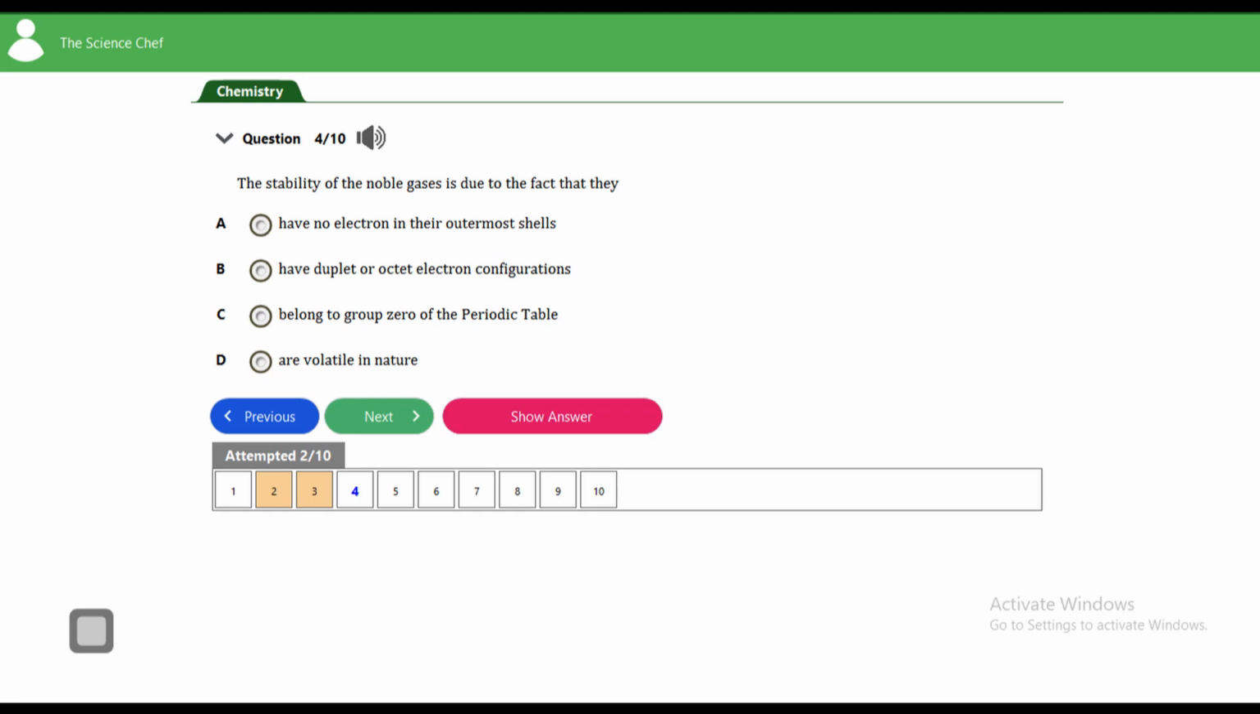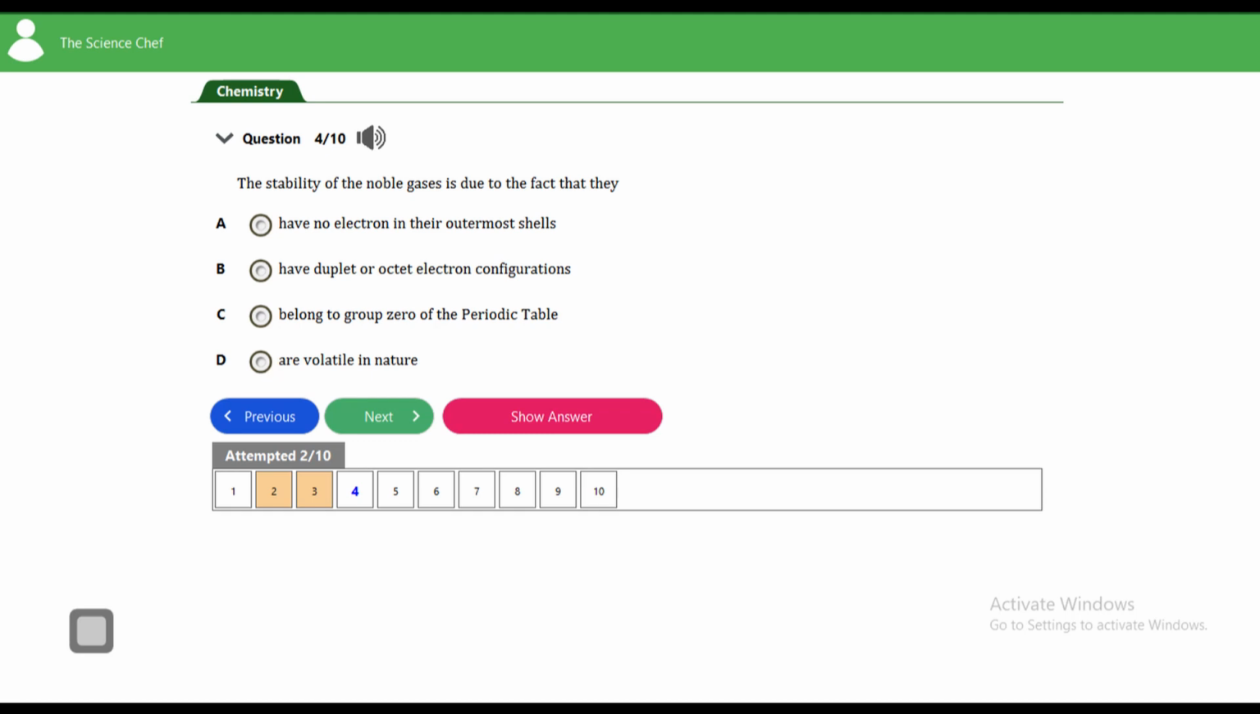the noble gases have completely filled outermost shells, right? And because they have completely filled outermost shells, they exhibit the duplet, that's helium, and the octet configuration, that's for the other members of the noble gases, right? So that gives them their form of stability. So let's see which option has that, completely filled outermost shell or the duplet or octet configuration.